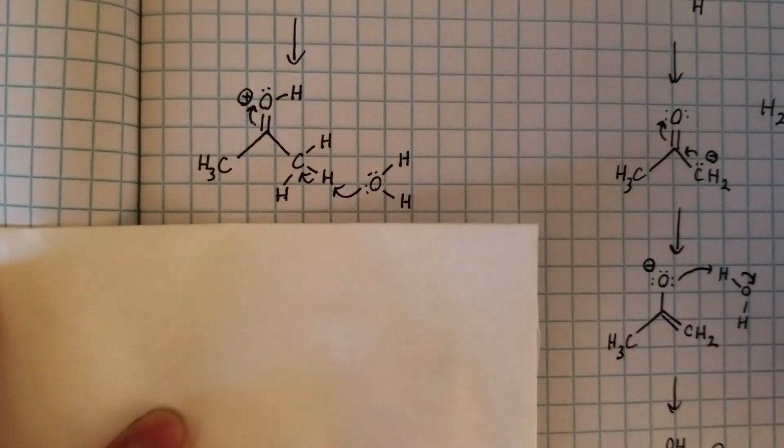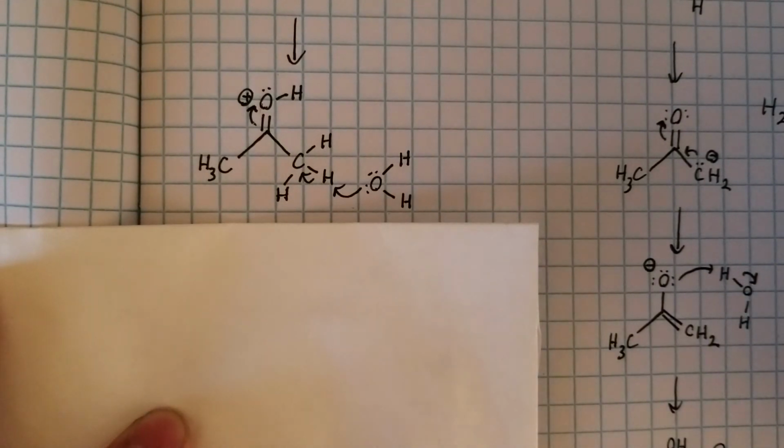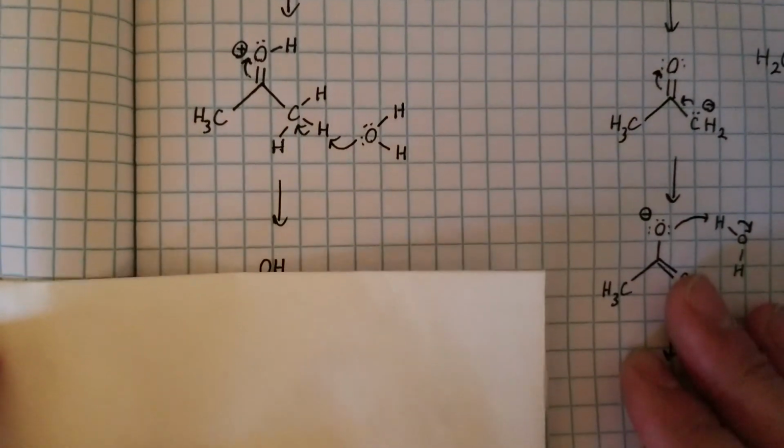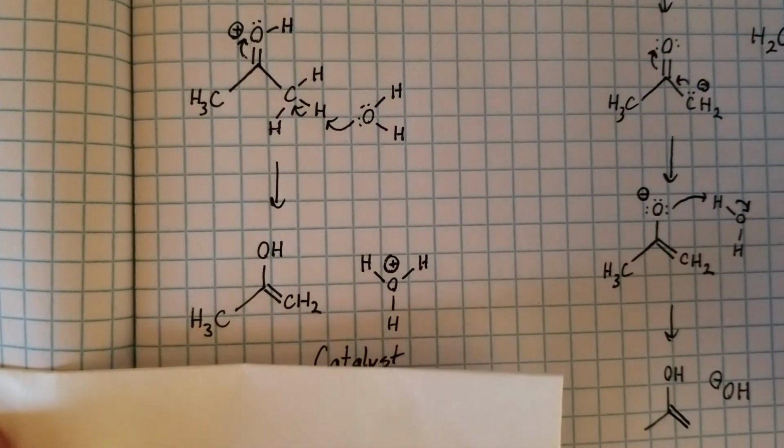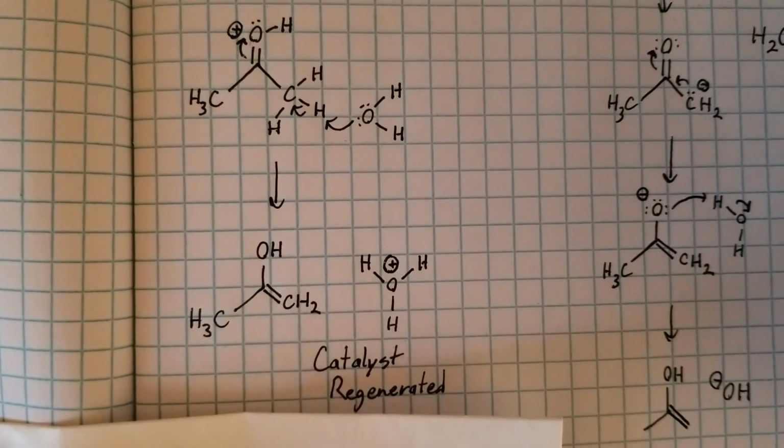And the electrons from that carbon will go up and push the double bond onto the oxygen, which will get rid of the charge, recreate the catalyst, and create the enol form.